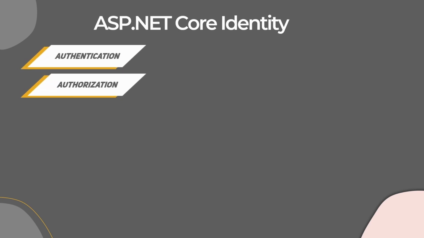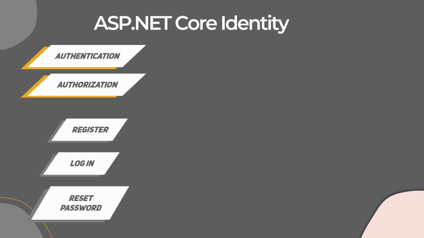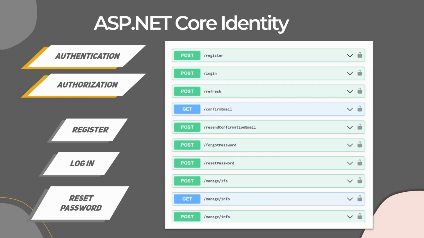Once we configure it, we'll be able to set up authentication and then authorization mechanism through our web API. Also, this package will provide features like registering the user, logging in, resetting password, and a few more, which will be exposed as endpoints in our web API available to the end client. Before we jump into the code, let's briefly discuss how the identity package works in general.